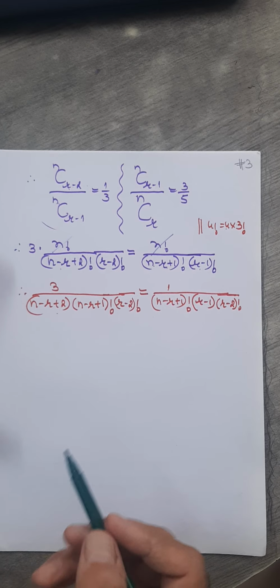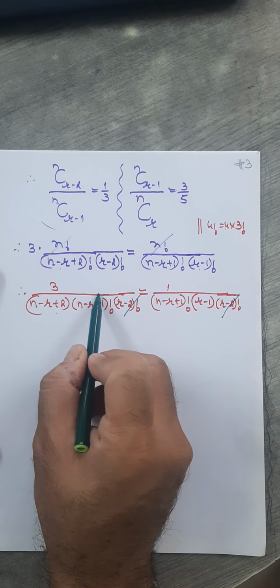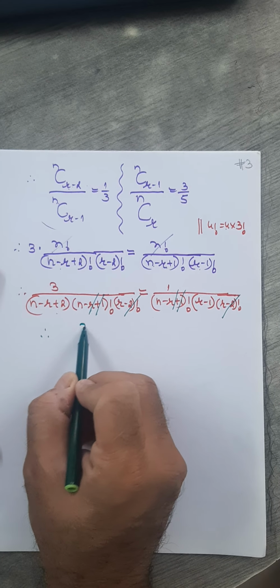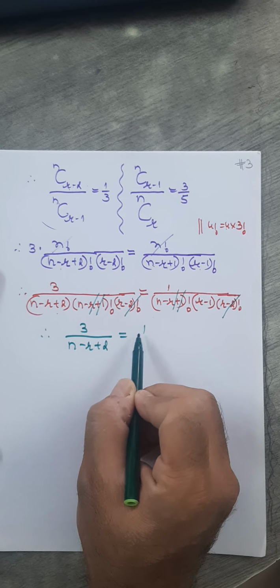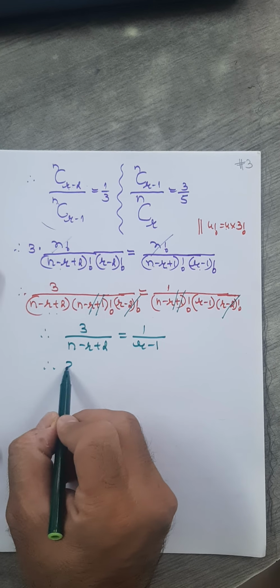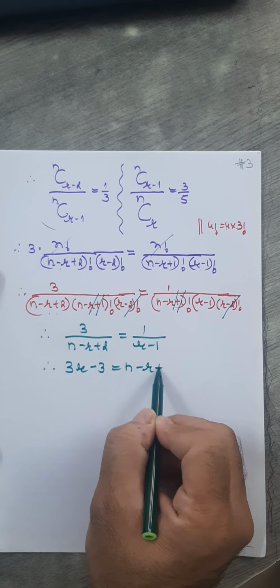Now what will we see? This will get cancelled with this. This will get cancelled with this. So you are left with 3 upon n minus r plus 2 equals 1 upon r minus 1. This one and this one. Do the cross multiplication. 3r minus 3 equals n minus r plus 2.